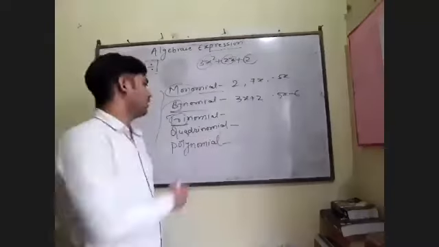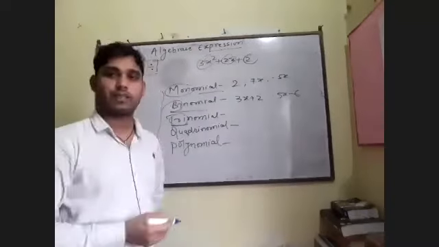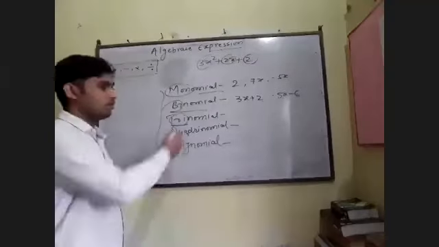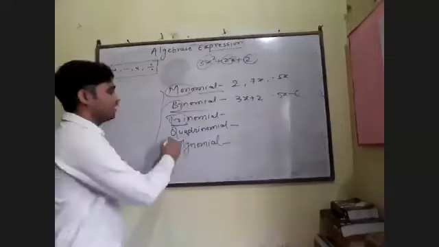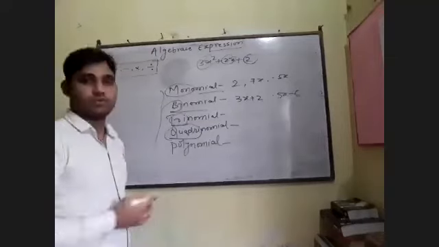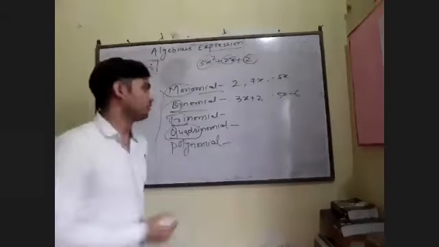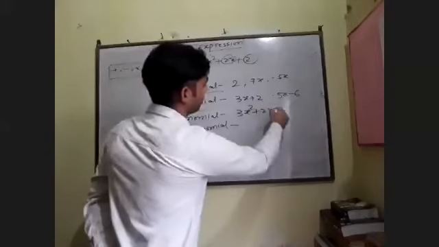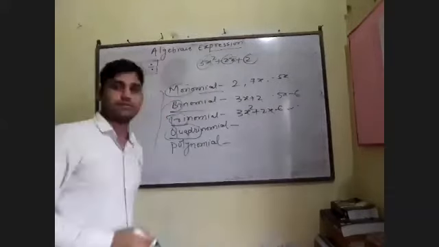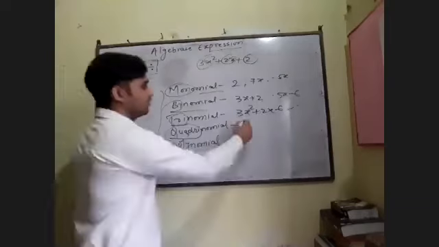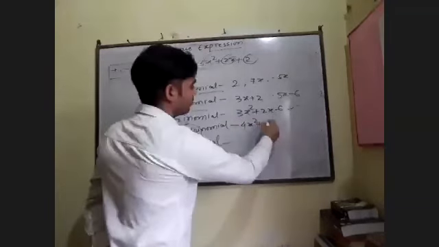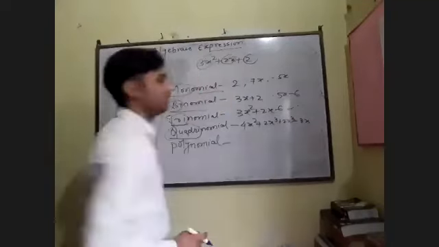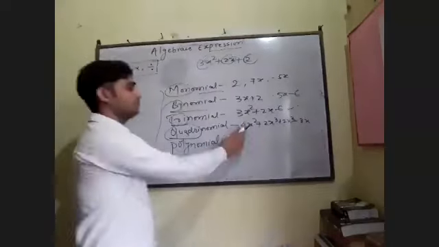An algebraic expression containing 3 terms is called a trinomial. And quadri means 4. So what example can we write? 3x square plus 2x minus 6. So these are the examples. Quadrinomial: 4x square plus 2x cube plus 2x square minus 3x. We can write it. See, 1 term, 2, 3 and 4 terms.